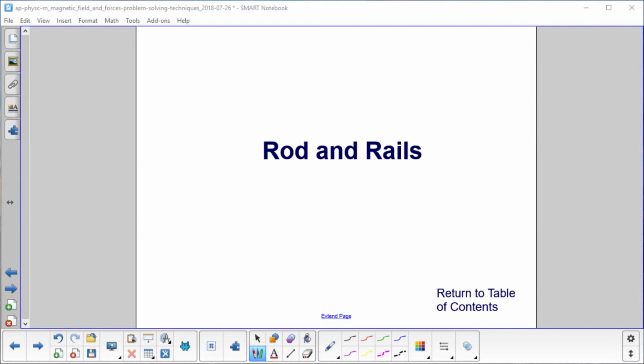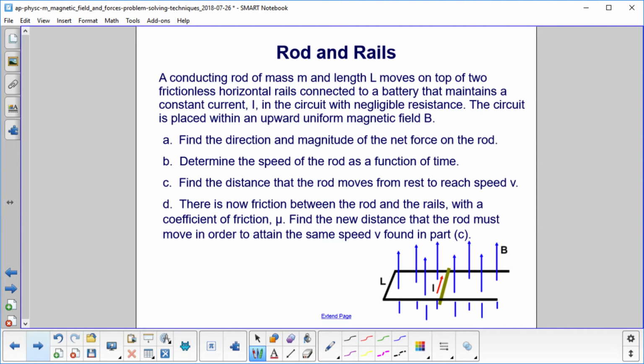Rod and rails. We have a conducting rod of mass m and length L down here. It moves on top of two frictionless horizontal rails, shown this way, that are connected to a battery that maintains a constant current I in the circuit with negligible resistance. So we're going to have a battery over there. The circuit is placed within an upward uniform magnetic field B.